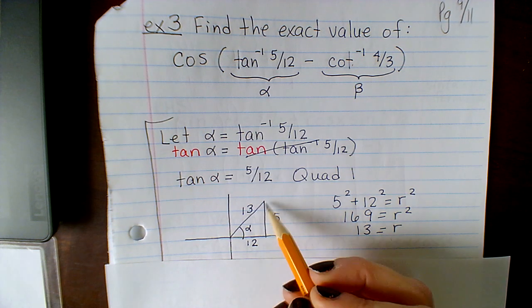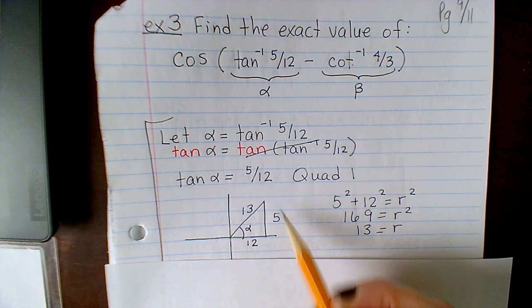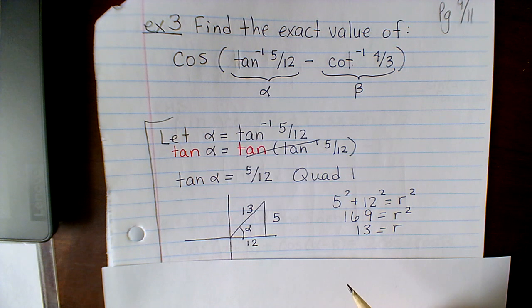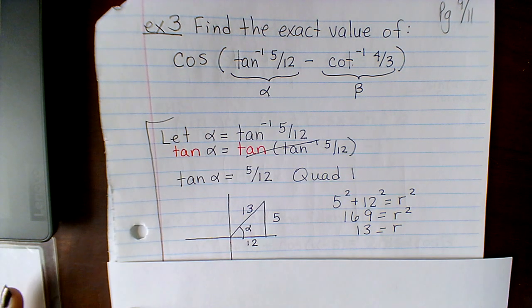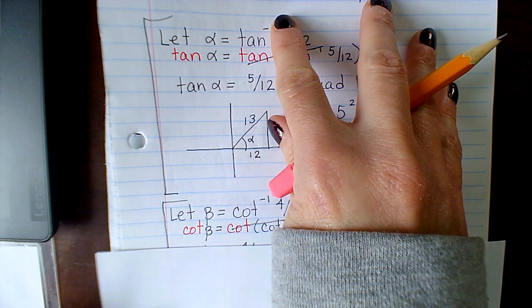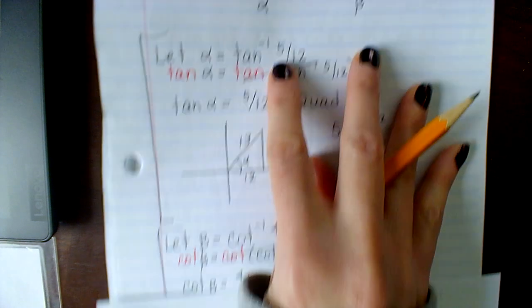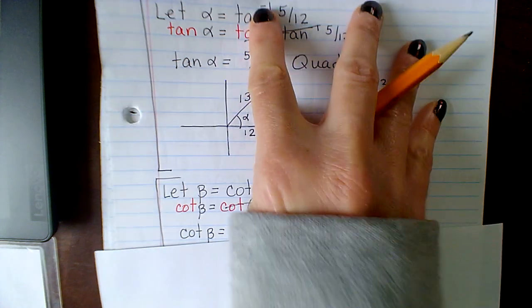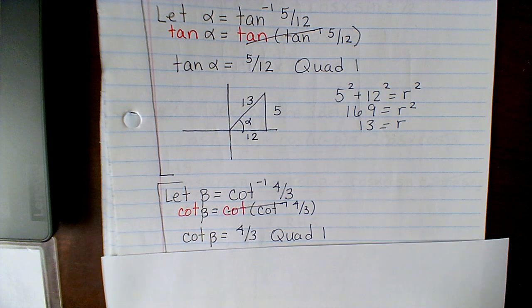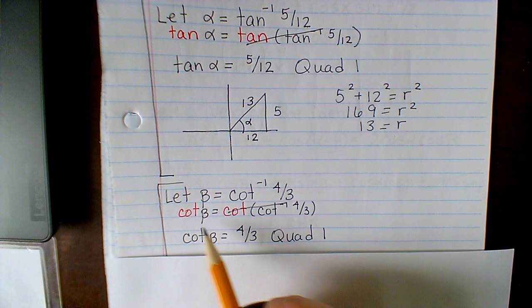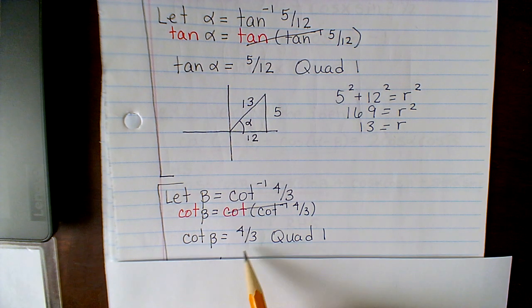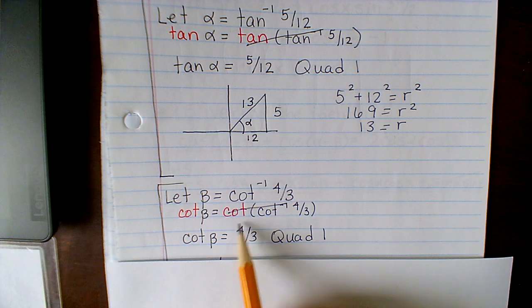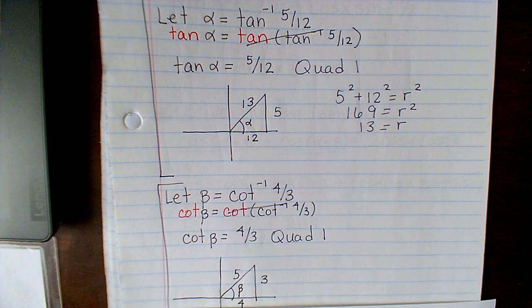And then using the Pythagorean theorem, you might recognize 5, 12, 13 as a common Pythagorean triple. But if you don't, that's okay. You can use the Pythagorean theorem to get that. Okay? And then beta was this inverse cotangent of 4/3. So we're just going to go through all this again, but with beta. So we take the cotangent of both sides. We get that because this is positive, it's also in quadrant 1.